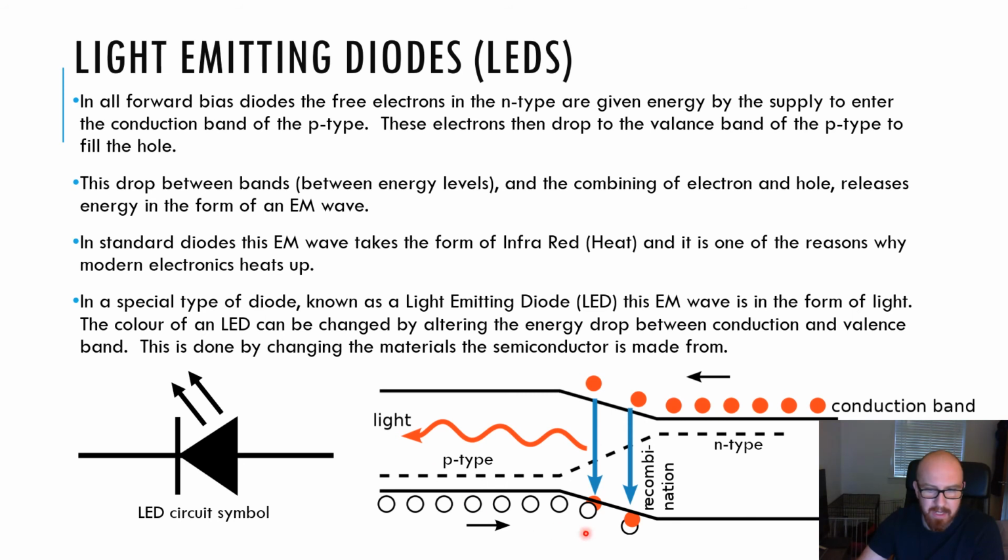So this diagram you need to be familiar with. It's conduction band, valence band in the N-type, conduction band, valence band in the P-type, and the electrons are given enough energy to enter the conduction band in the P-type, then drop, combining with the hole, and it's that drop that releases the EM wave.